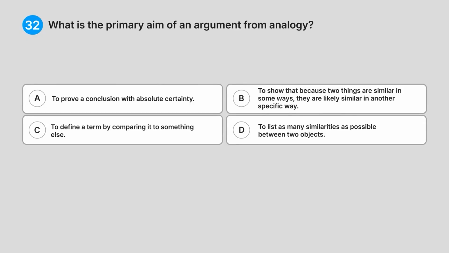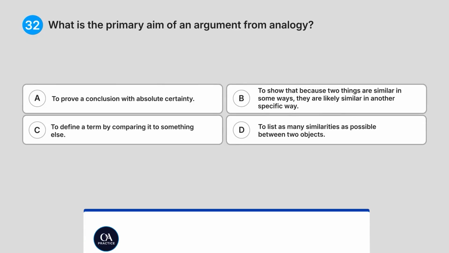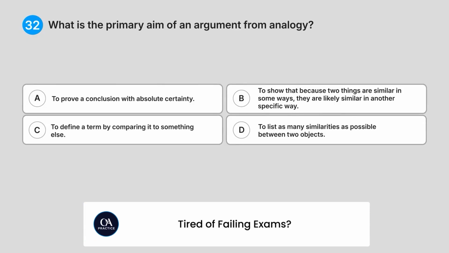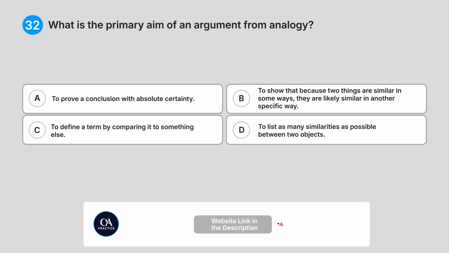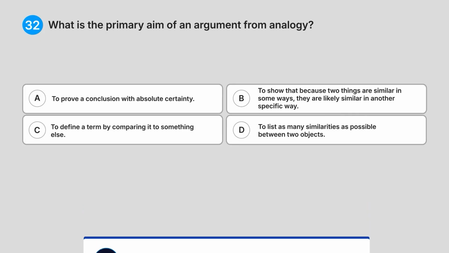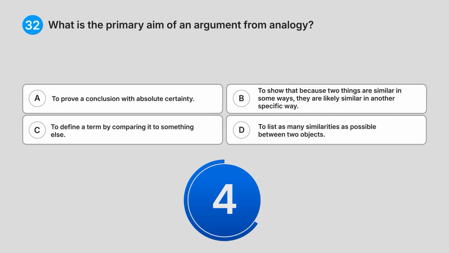32. What is the primary aim of an argument from analogy? A. To prove a conclusion with absolute certainty. B. To show that because two things are similar in some ways, they are likely similar in another specific way. C. To define a term by comparing it to something else. D. To list as many similarities as possible between two objects. Do you know the answer?